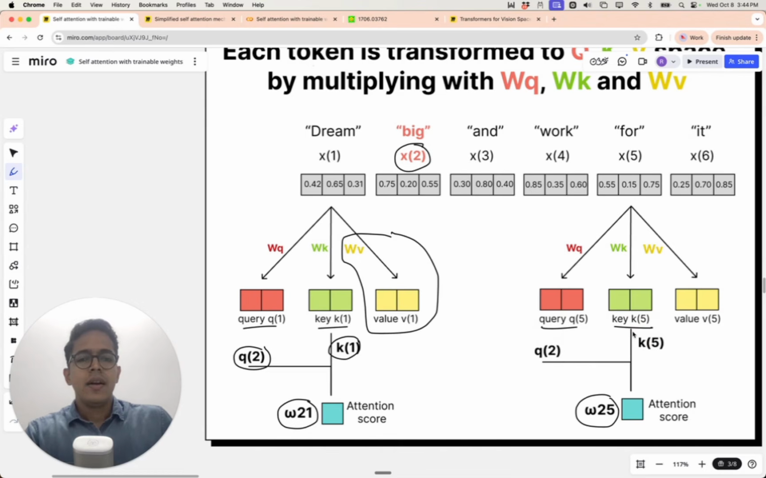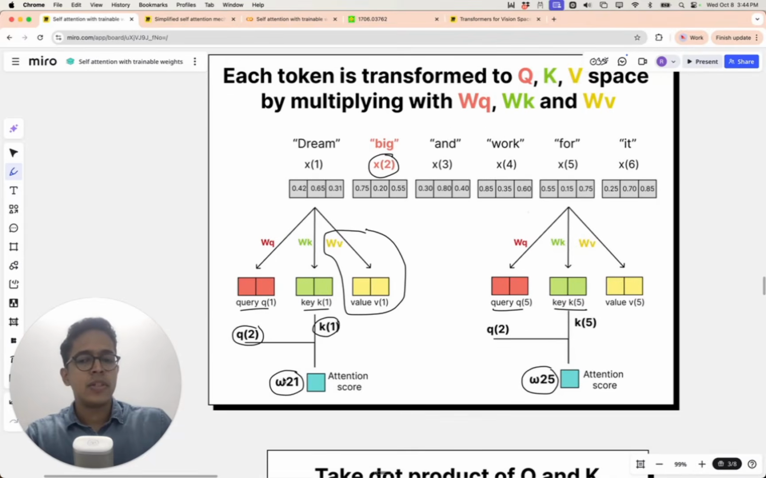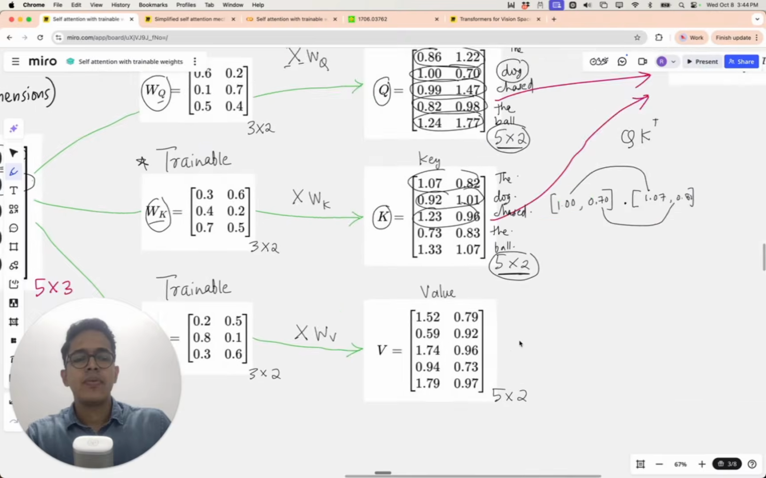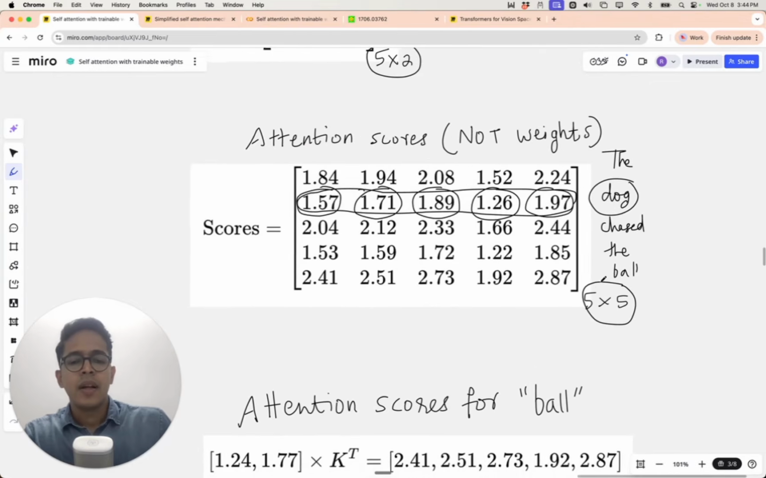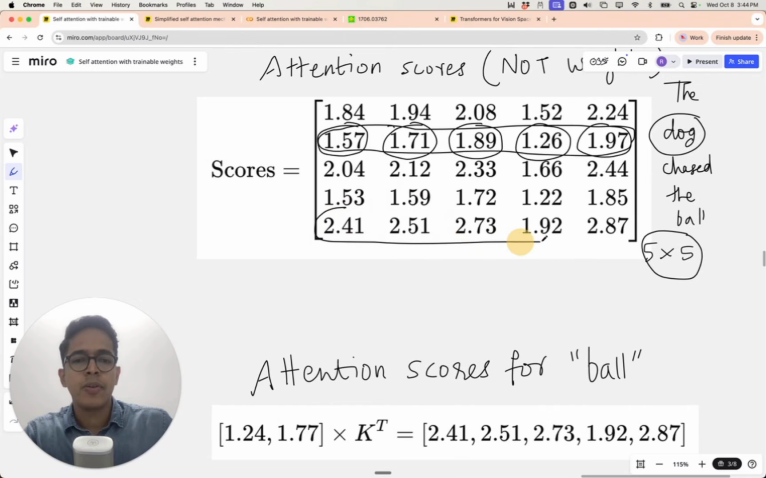Now, so far so good, but these are attention scores, so these omegas do not add up to 1. We saw that in this example: these numbers do not add up to 1. Now, if we take the attention scores for ball, these are the attention scores corresponding to ball. So now we are back to our original sentence, which is "the dog chased the ball".